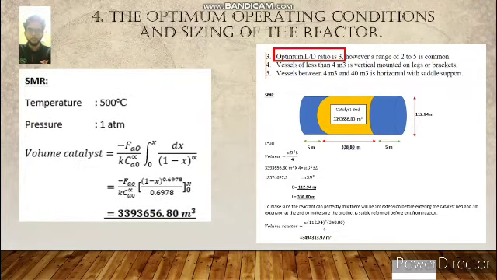Proceeding to the optimum operating condition and sizing of the reactor. For the SMR reactor, the optimum temperature is 500 degrees Celsius, whereas the pressure is 180 m. The volume of the catalyst can be calculated by using the formula given. Based on reference, the optimum L/D ratio is 3, and therefore the volume of reactor can be calculated by using the formula pi d square L/4.